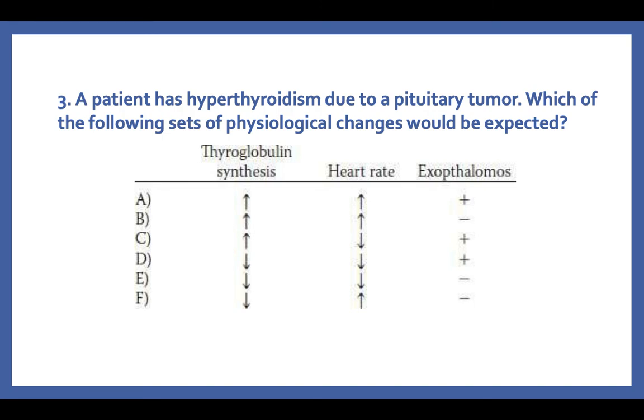So the next thing to think about is the thyroglobulin synthesis. Okay, so thyroglobulin synthesis is required in order to produce the T3 and T4 hormones. So because a patient has hyperthyroidism, it must mean that thyroglobulin synthesis also has to increase because it's a pathological state. So it can't be F because thyroglobulin synthesis in F is decreased, which is incorrect. It should be increased. So now the option comes down to A or B.